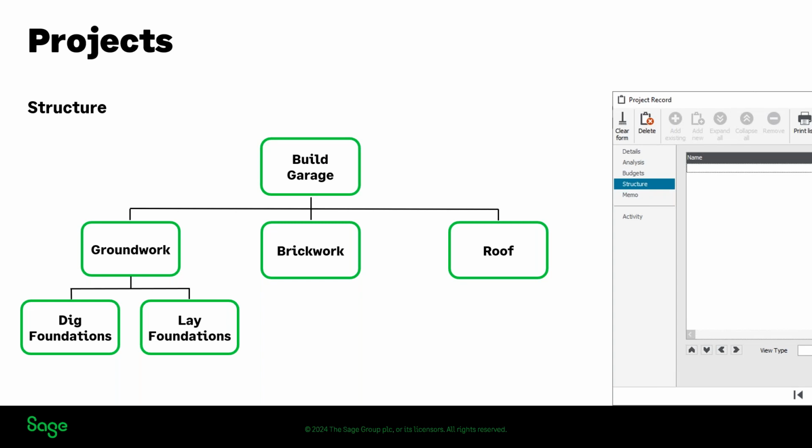So let's say the main project is to build a garage. But actually, I want to record all my costs and possibly any revenue for things like groundwork, brickwork, and popping on the roof for the building of the garage as totally separate projects. So those three sub-projects make up the main one. But for groundwork, we've broken that down even further: digging foundations and popping in new foundations. So again, each of those sub-projects needs to be set up as a project record.